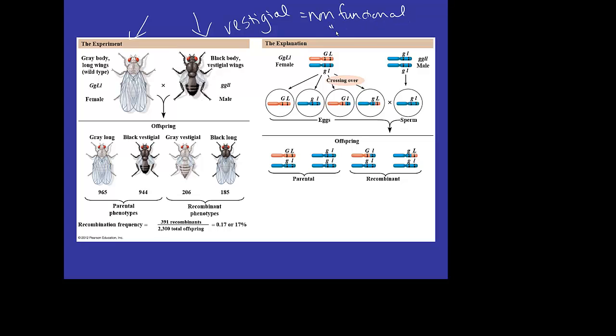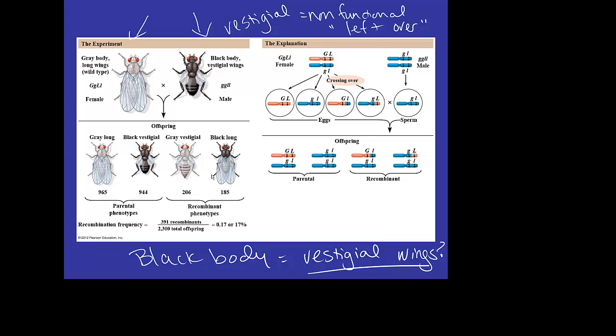It's a leftover. So this male wouldn't actually fly, okay, because of those stumpy little wings. If this is the case, that black body and vestigial wings are linked, that means that all my individuals with a black body should always inherit vestigial wings. Is that true?